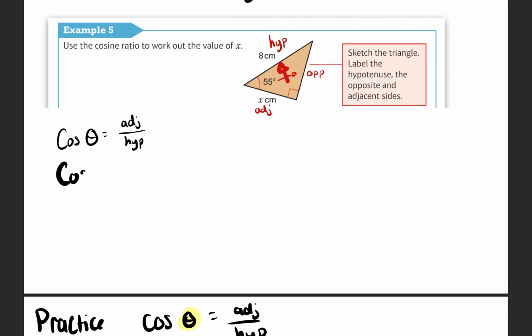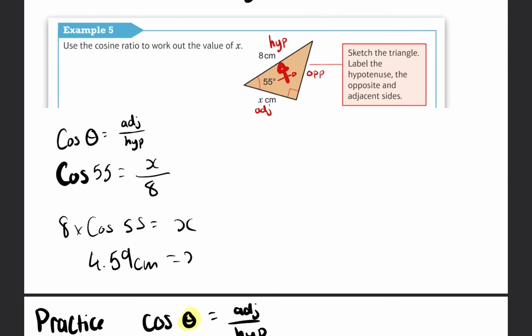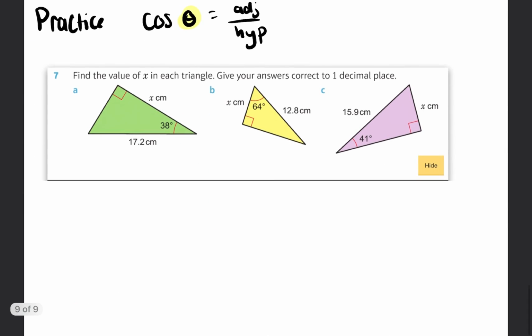So cos of 55 equals, we don't know what the adjacent is, but we know what the hypotenuse is, 8. So 8 times cos 55 equals x. On your calculator, there we are. Our unknown side is 4.59 centimeters to 2 decimal places. And here you are, 3 practice questions. Off you go. And then that's it for today.